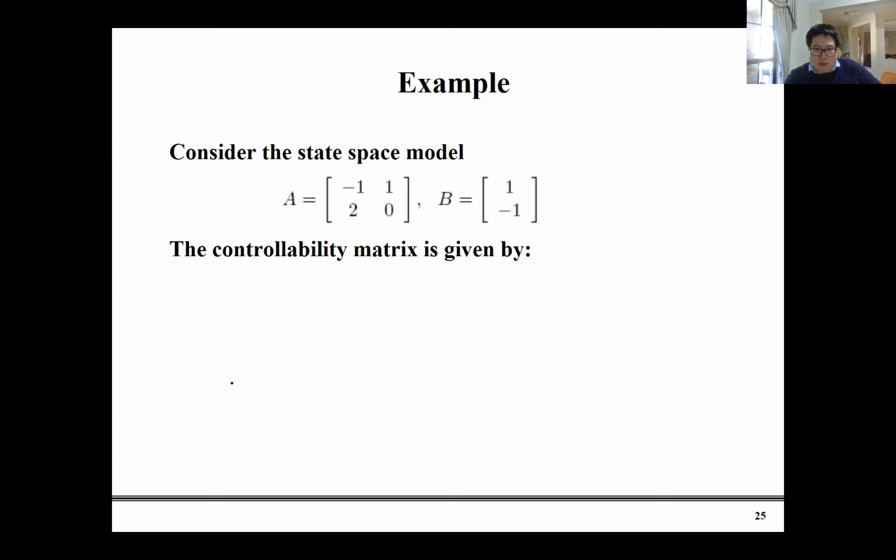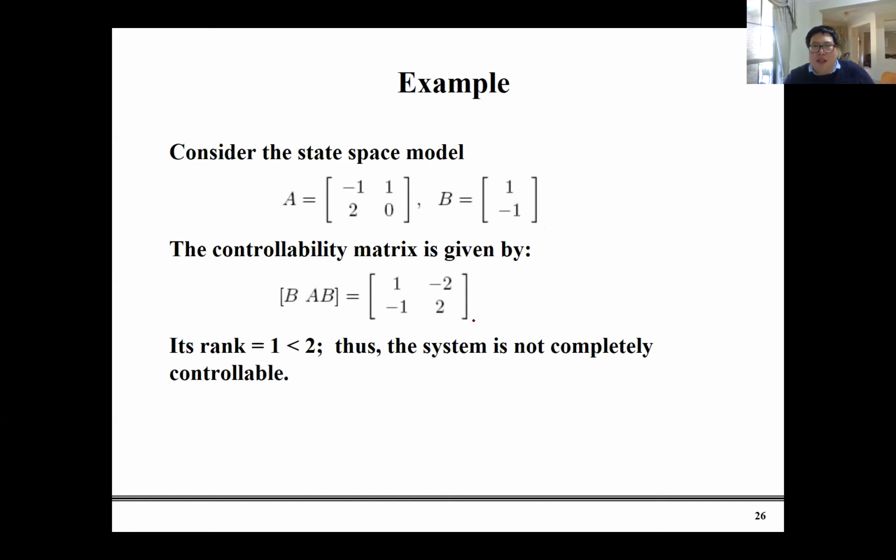Then I'm showing you another example. This is your homework, so try to check the system controllability by yourself. If you have A and B, something like this, then in this case, we can also calculate the controllability matrix, which is [1, -2; -1, 2]. After that, we need to check if the matrix is full rank or not. If we calculate the determinant by hand, that is 1 times 2 minus -2 times -1, which is equal to 0.